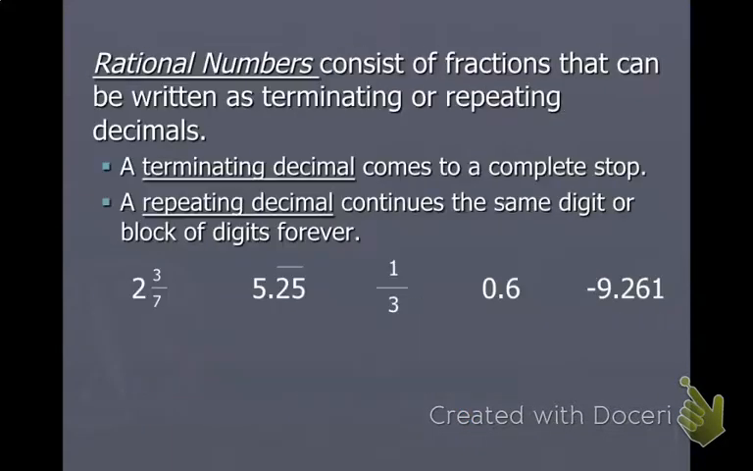The rational numbers consist of fractions that can be written as terminating or repeating decimals. A terminating decimal comes to a complete stop. It is basically when you're changing a fraction to a decimal and you divide, you would get a remainder of 0. 0.6 or 6/10 is an example of a terminating decimal. It just ends. However, a repeating decimal continues with the same digit or block of digits forever and ever.